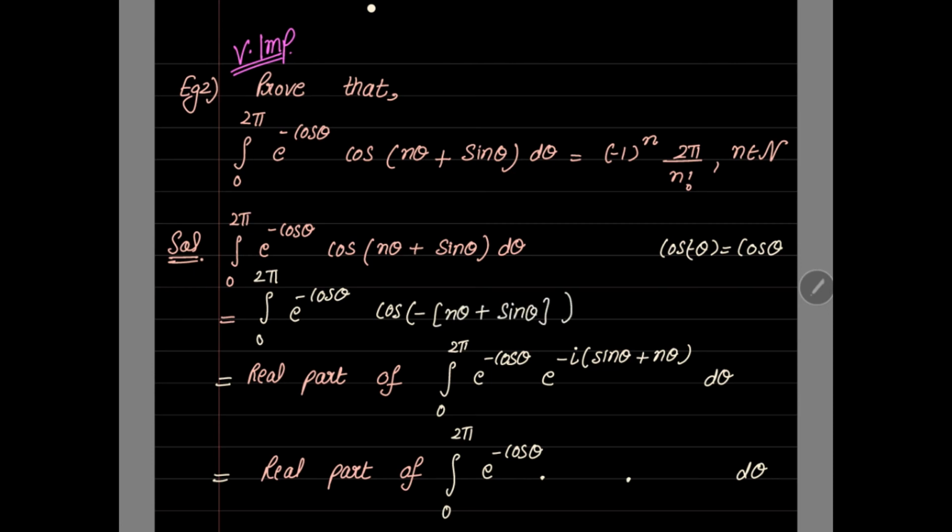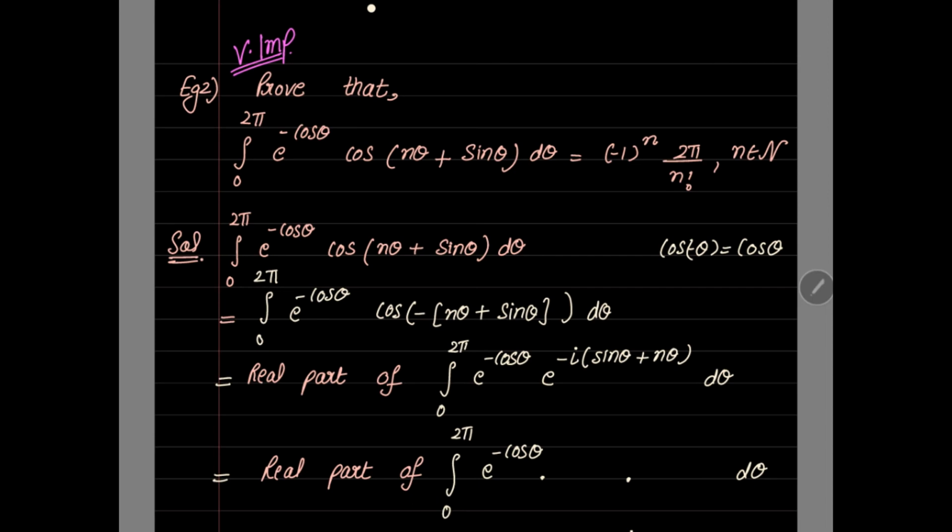Is it fine? Yes. Now this is nothing but the real part of the integral from 0 to 2 pi of e to the power minus cos theta, e to the power minus iota sin theta plus n theta. If you open this and take the real part, you will get back the original integration, right?